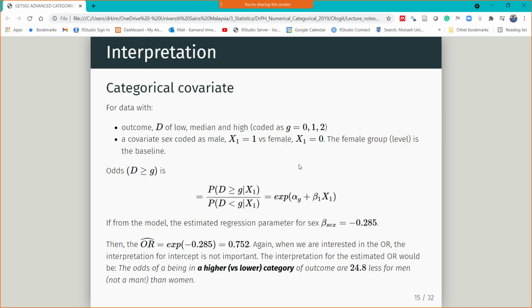For a categorical covariate, okay, again, if we have the outcome coded as 0, 1, and 2, and we have gender, male coded as 1 and female coded as 0, so you are comparing group D larger or equal than g against group D smaller than g.